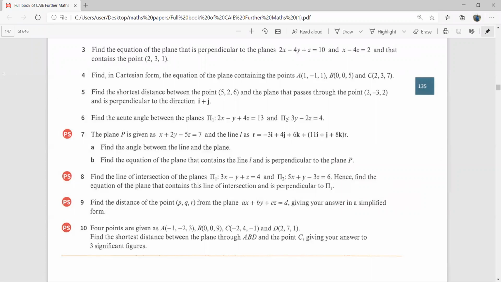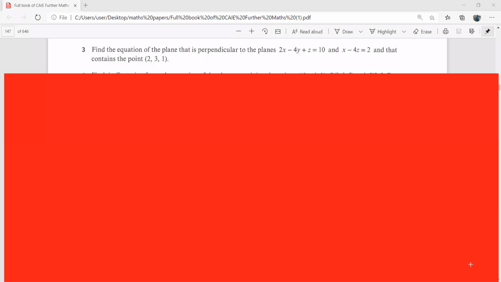Okay. Again, guys, you have to visualize this. It says find the equation of the plane that is perpendicular to the planes this and this, that contains a point 2, 3, 1. Imagine, बच्चों, imagine that, let me draw that quickly. Okay, imagine this is your room, बच्चों, ठीक है ना?